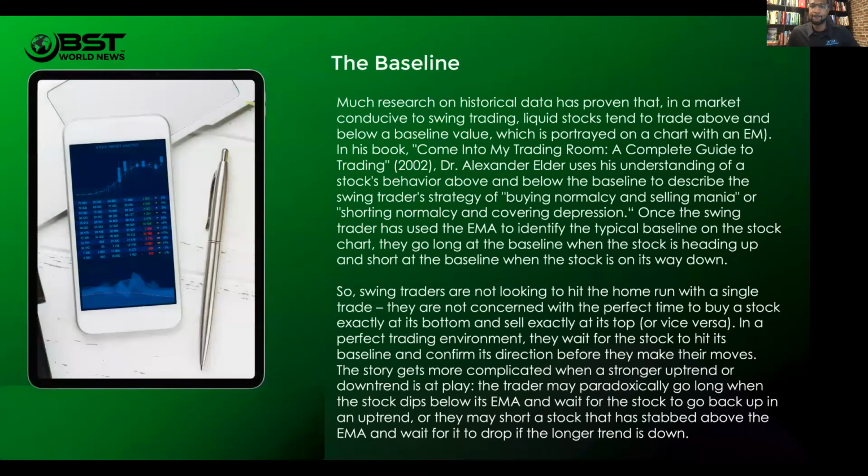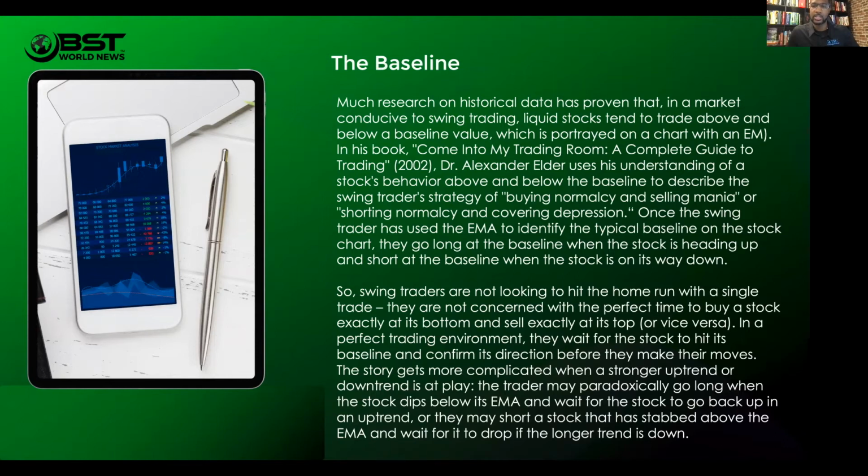The baseline. Much research on historical data has proven that in a market conducive to swing trading, liquid stocks tend to trade above and below a baseline value, which is portrayed on the chart with an EMA. In his book, Come Into My Trading Room: A Complete Guide to Trading, 2002, Dr. Alexander Elder uses his understanding of a stock's behavior above and below the baseline to describe the swing trader strategy of buying normalcy and selling mania, or shorting normalcy and covering depression.